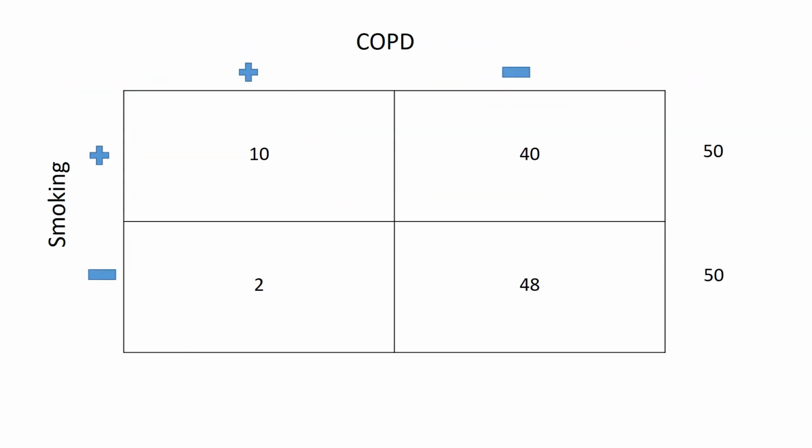So back to our handy 2x2 table, we have smoking, or the exposure, on the left, and COPD, or the disease state, on the top. We said of the 50 who smoked, 10 developed COPD, which means 40 did not, and of the 50 who did not smoke, 2 developed COPD and 48 did not.